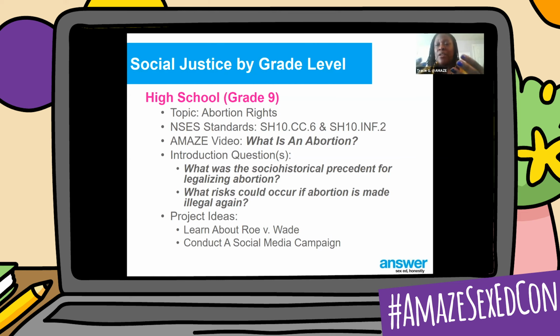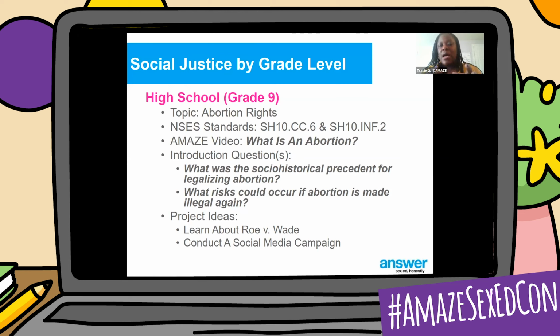And so you got the chance to see yesterday the AMAZE video, What is an Abortion? Some of the questions you can introduce are, what was the social historical precedent for legalizing abortion, right? And by extension, what risks could occur if abortion is made illegal again, right? And this is one of those that, again, I get can be very, very testy and touchy, but we know that it is something that young people are dealing with in real time. And if they're not dealing with it, it's something they could, in fact, be affected by, given our current political climate and given the ways that things are changing all the time.